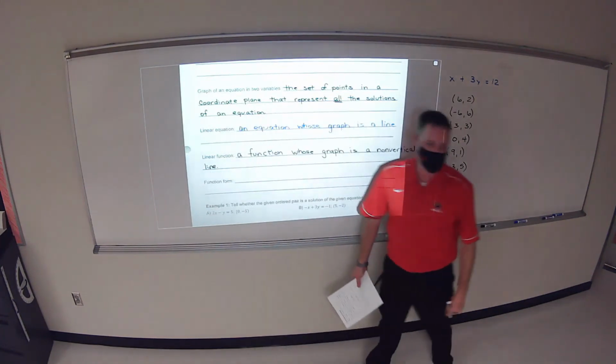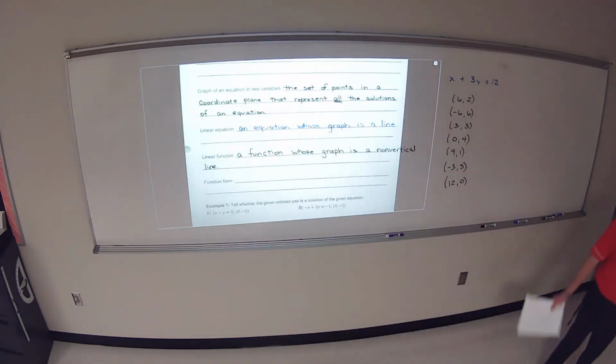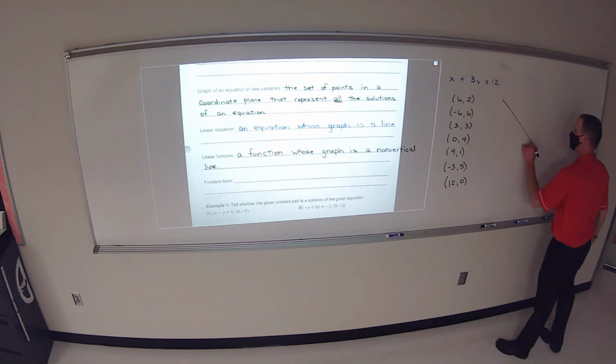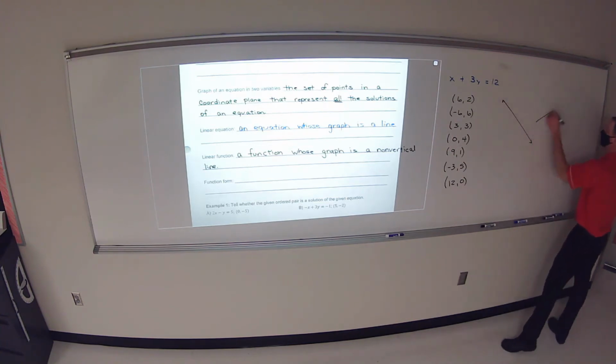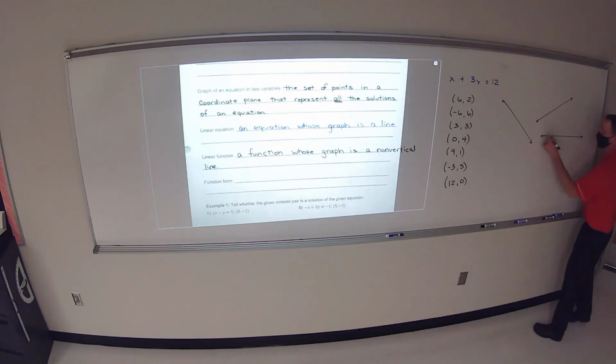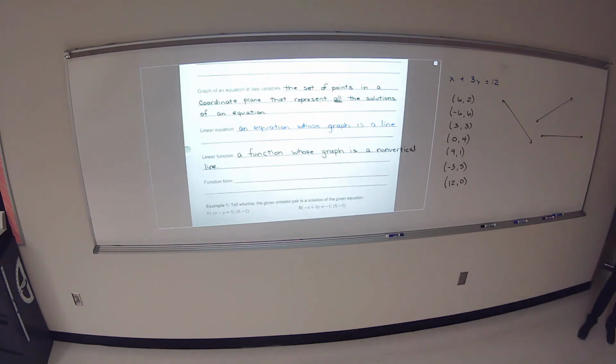And the reason it can't be vertical is because then it wouldn't pass the vertical line test. But otherwise, my line could look like this. My line could look like this. My line could be horizontal. The only thing that this eliminates is it can't be vertical, because if it's vertical, it's not a function.